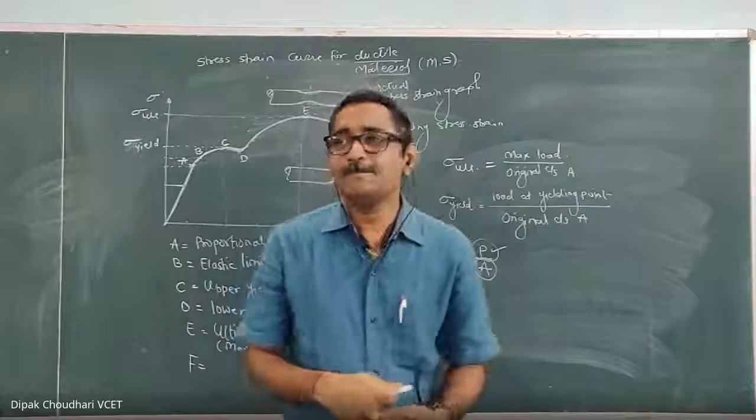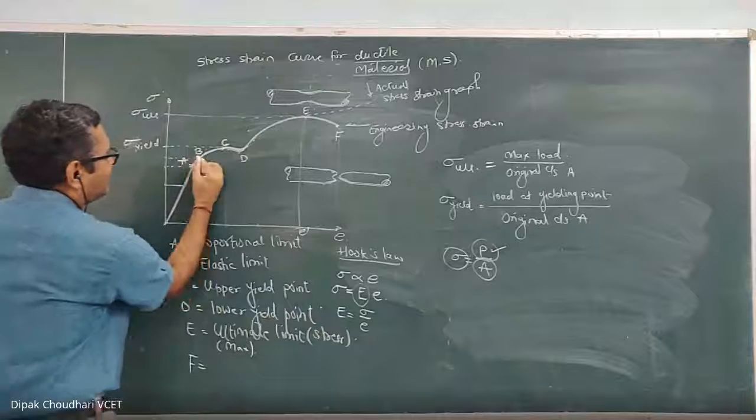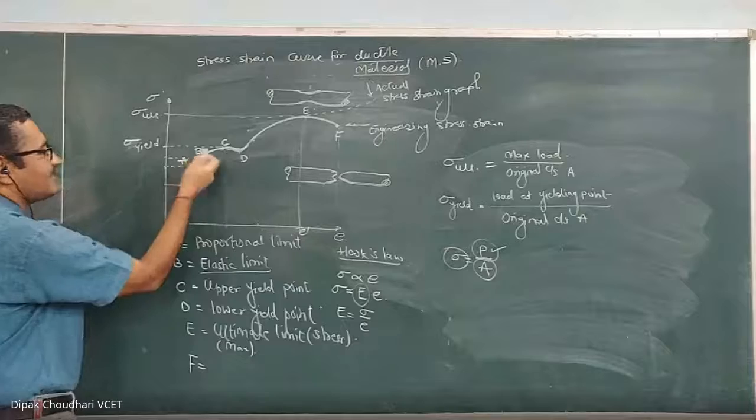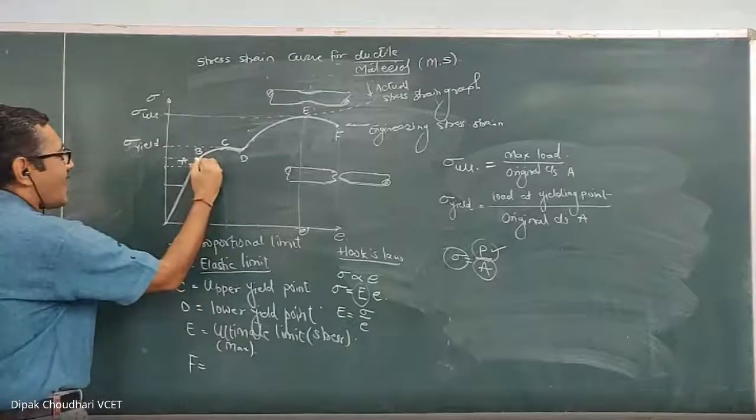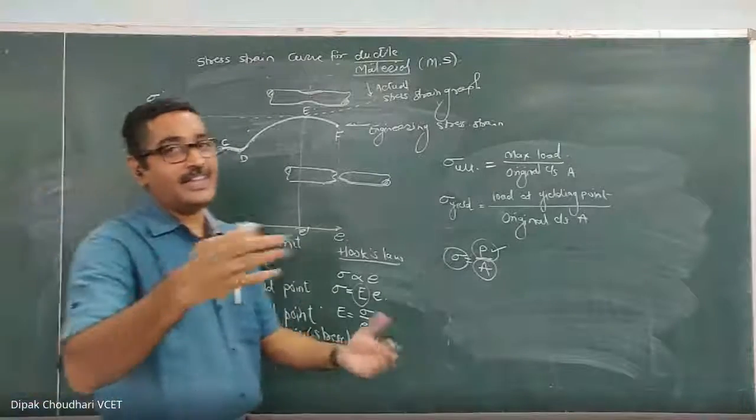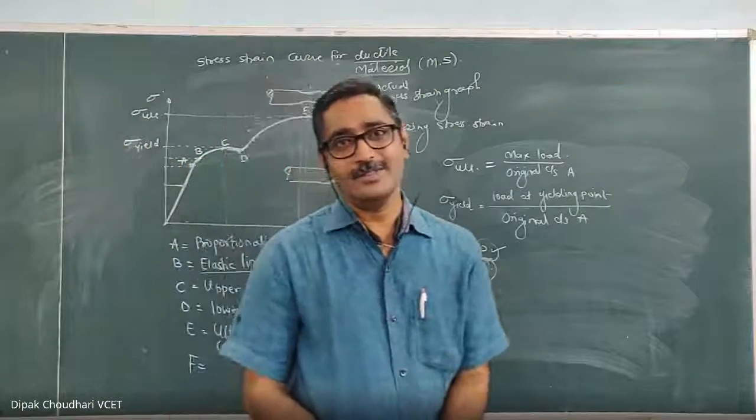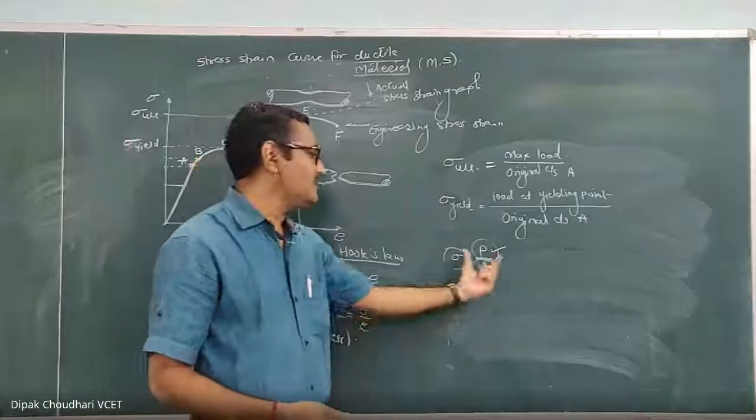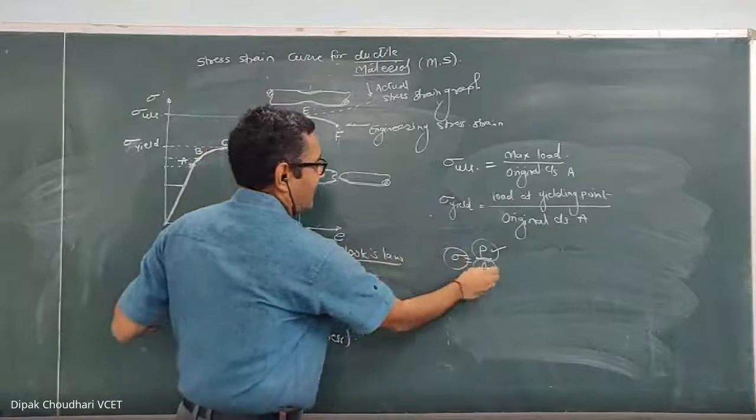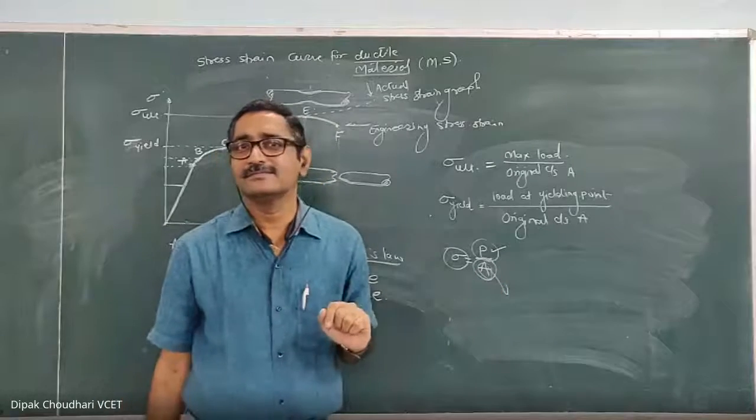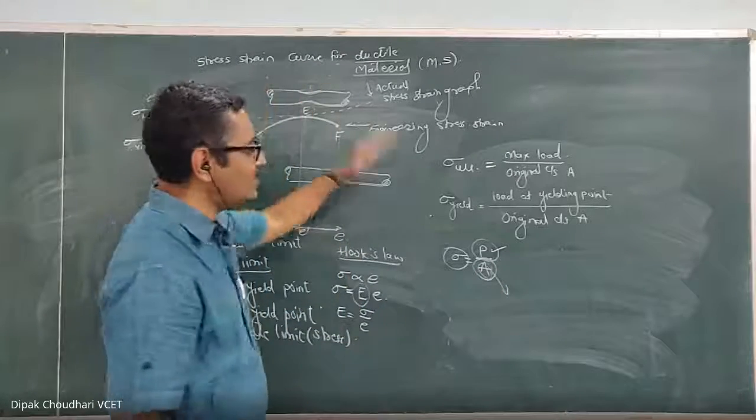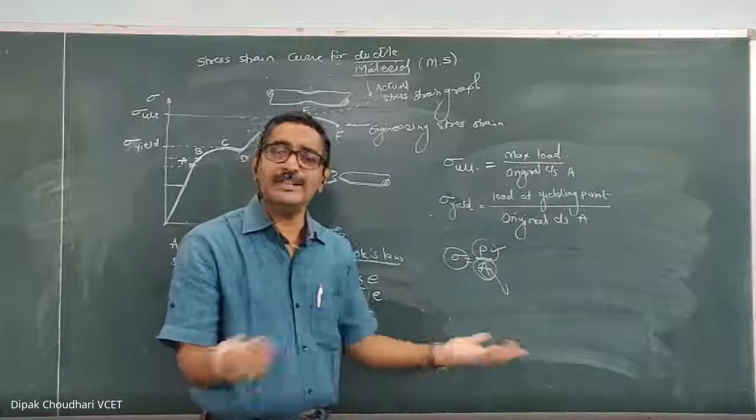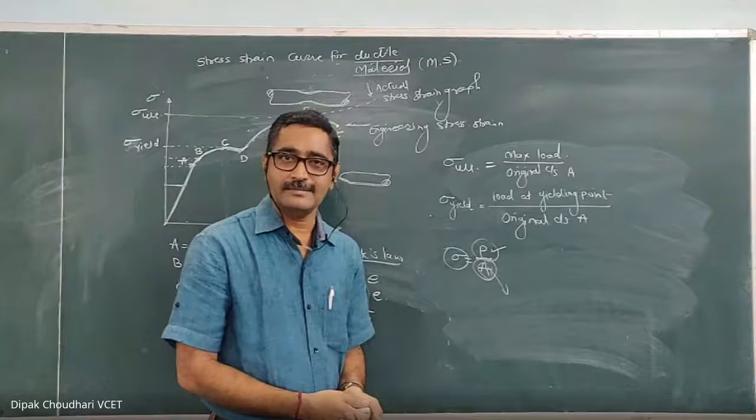So remember one thing, after this point B, after this elastic limit, in actual practice both the limits are very close to each other. After this elastic limit, the material enters the plastic zone. If I design by taking this value of stress, if the stress value increases, the value of area will decrease, because the P we have estimated remains constant. It is the maximum force P.